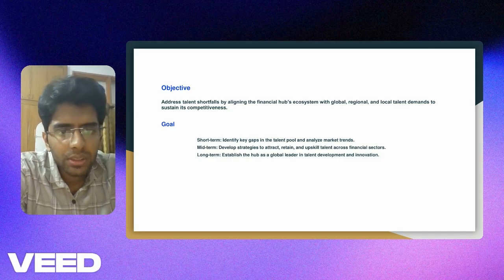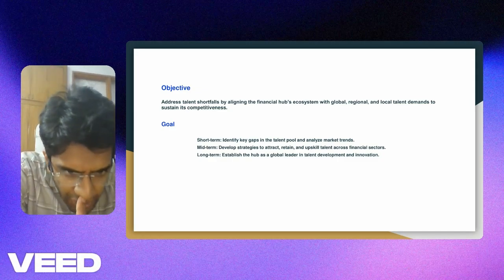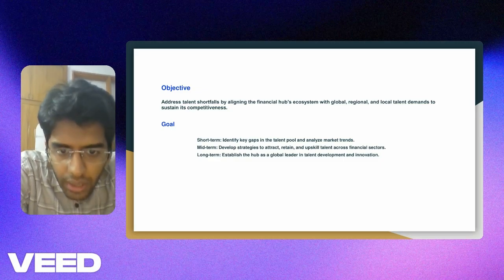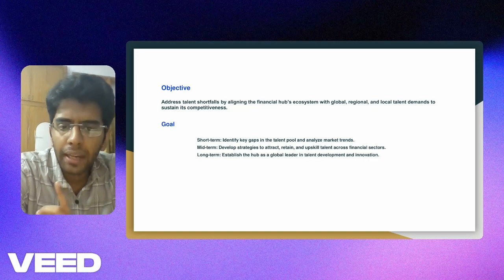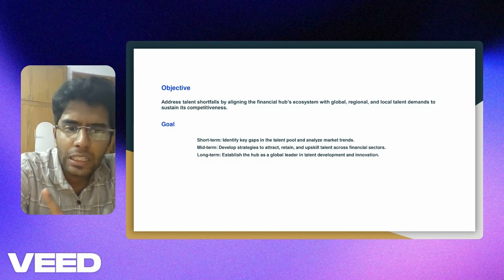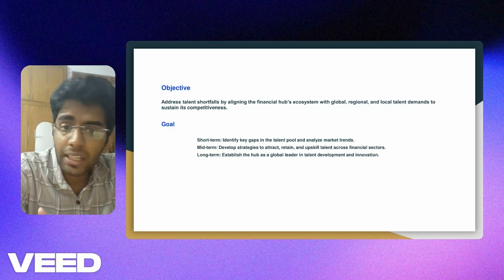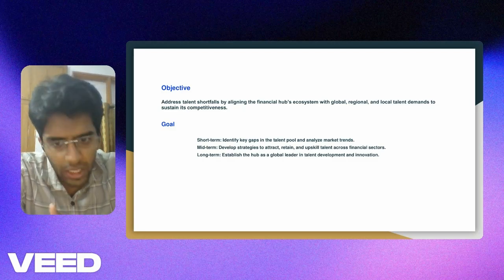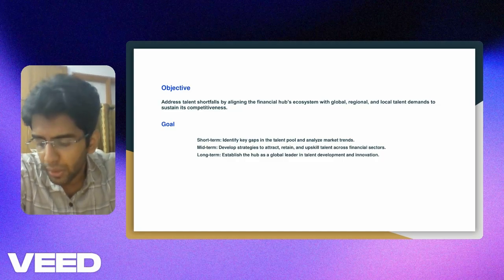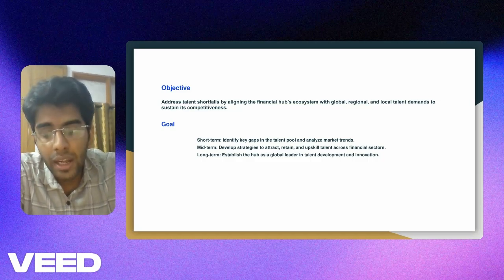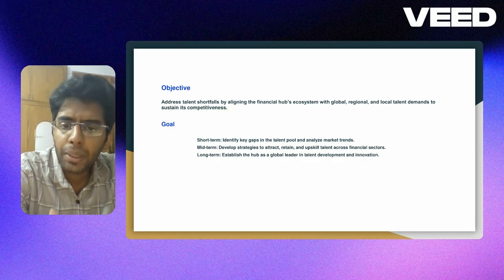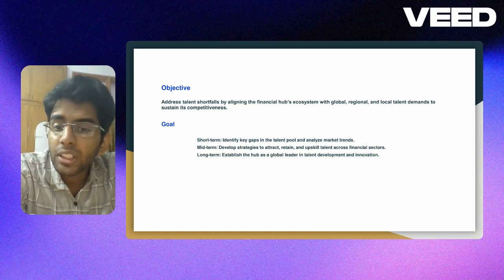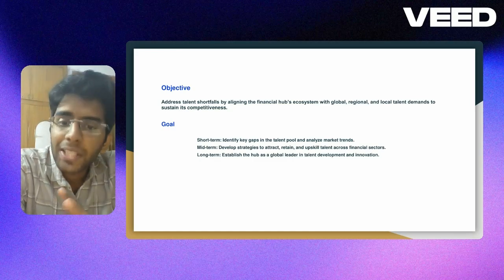So let's look at the goals. The short term goal: identify key gaps in the talent pool and analyze market trends. Before beginning any talent building program, I think the first very important step is to identify the key gaps: what are the skills which we require in our jobs for which we are lacking people. Is it tough R&D where we are lacking the talent, or is it engineers we are lacking, or doctors, or financial experts?